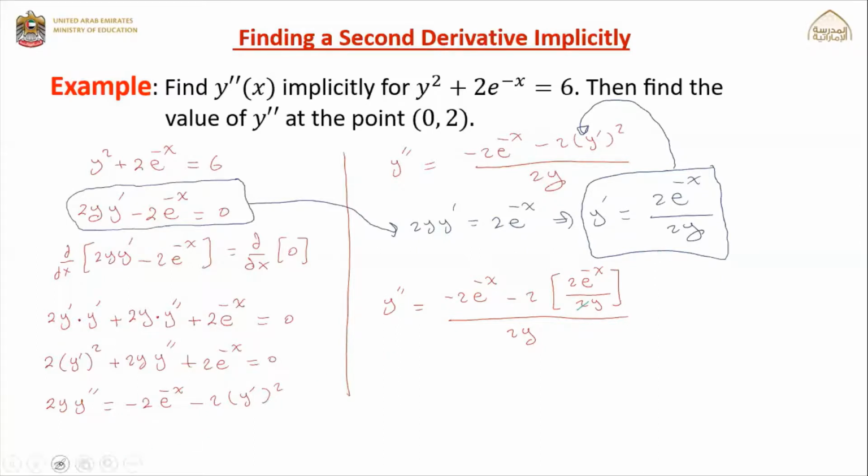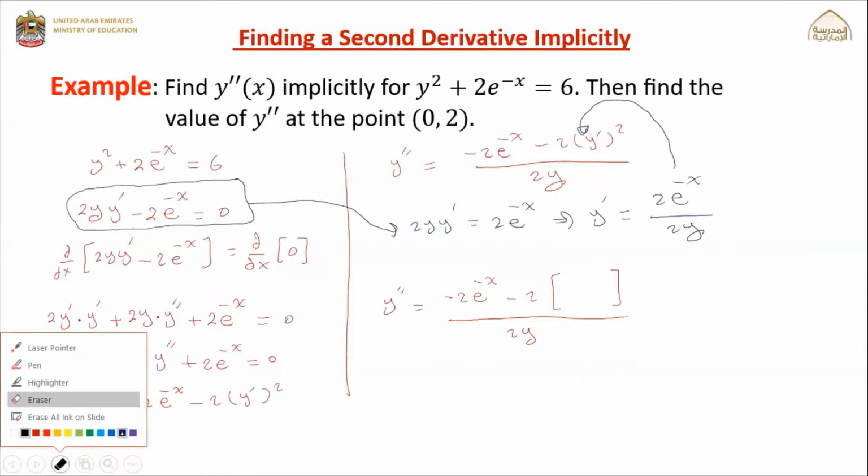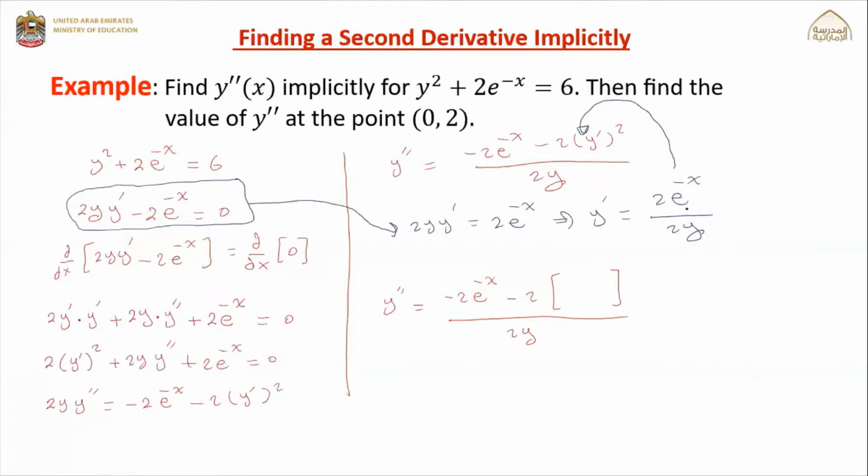Or I can make it from up from here. Sorry about that. Okay, I will remove this also. Okay, from here, because I have more simplify here, I can cancel 2 with 2. So the result is e to the power negative x over y, and I will put it here. That's it.